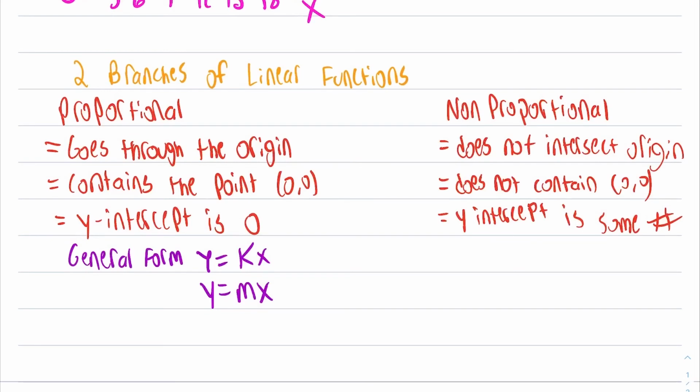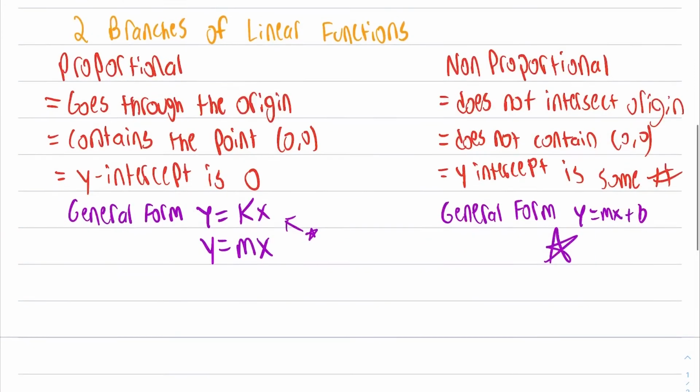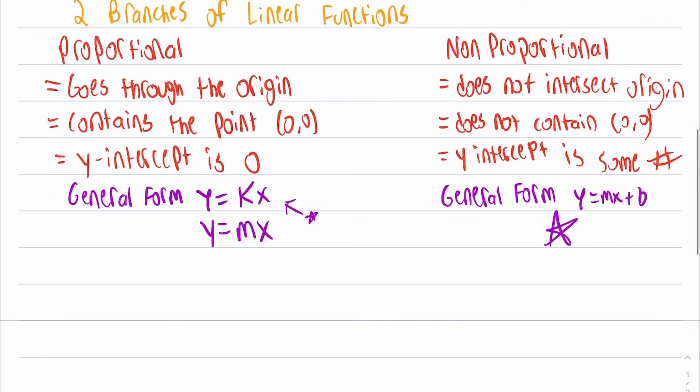For a non-proportional, that just means it doesn't go through the origin, which means it doesn't contain 0, 0, which also means that the y-intercept is going to be some random number. The general form of this is y equals mx plus b. That's a super important formula. Y equals kx is kind of important. As long as you remember y equals mx plus b, then you don't need to remember y equals kx because it's the same formula just without the b. And I'll put more details for those formulas once we get to those specific lessons.